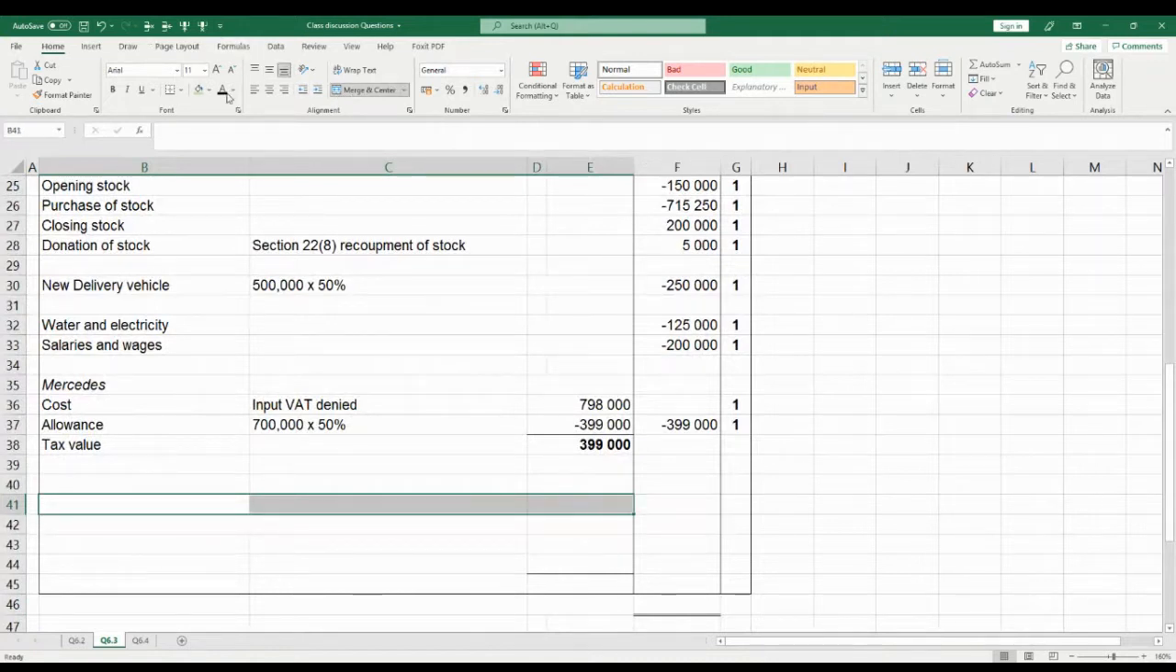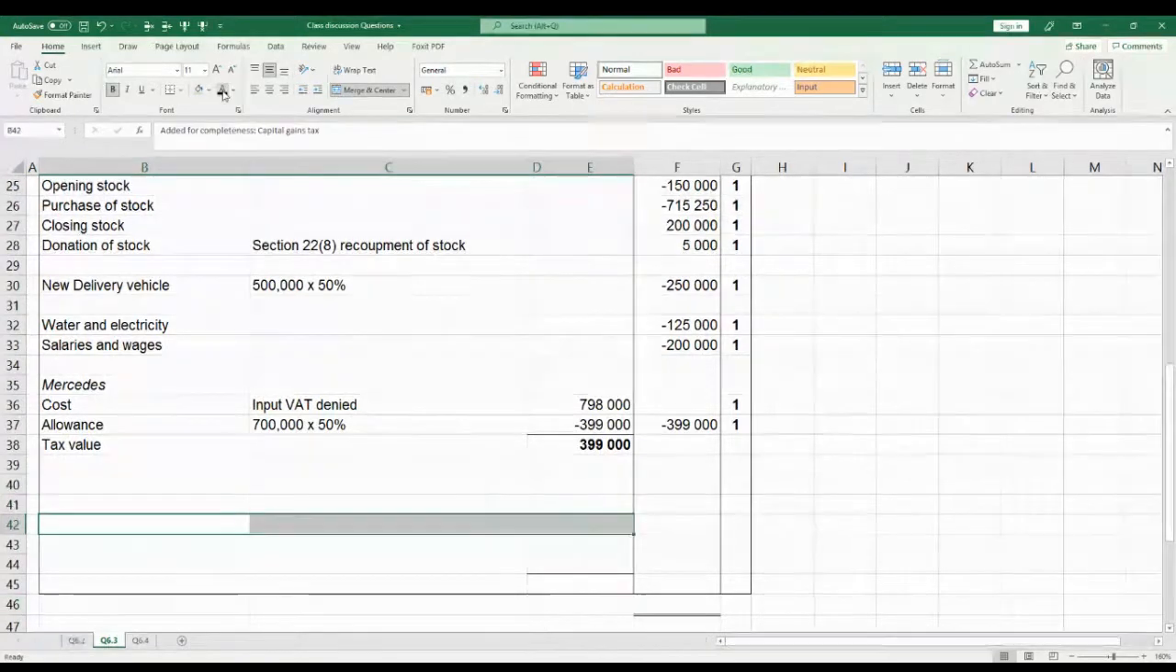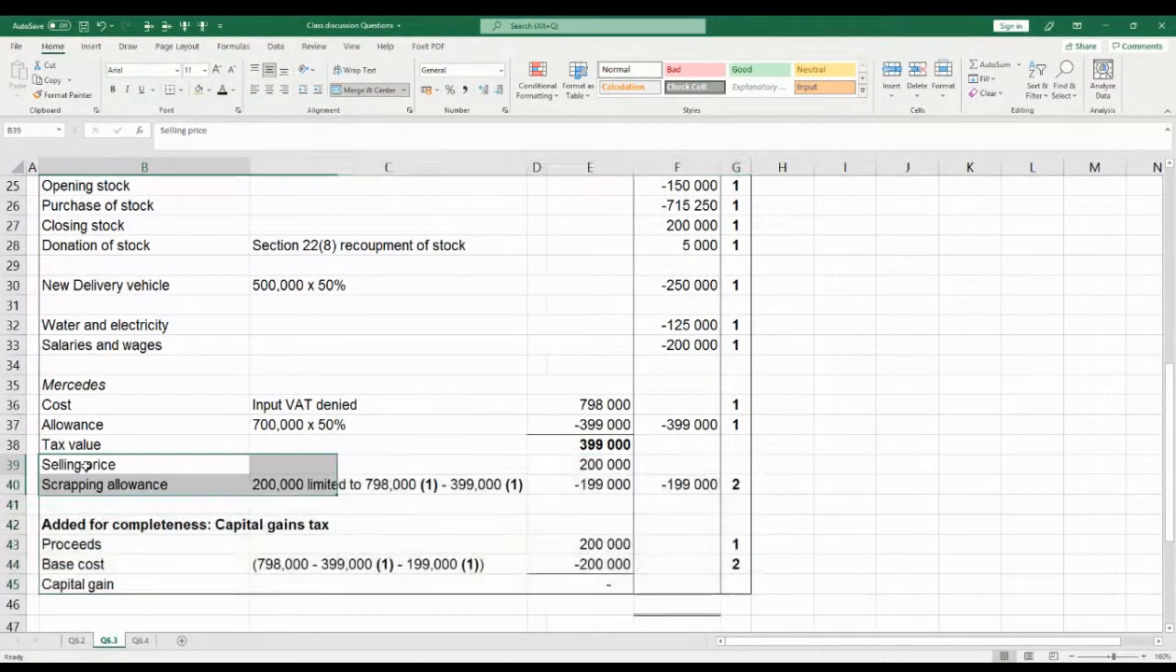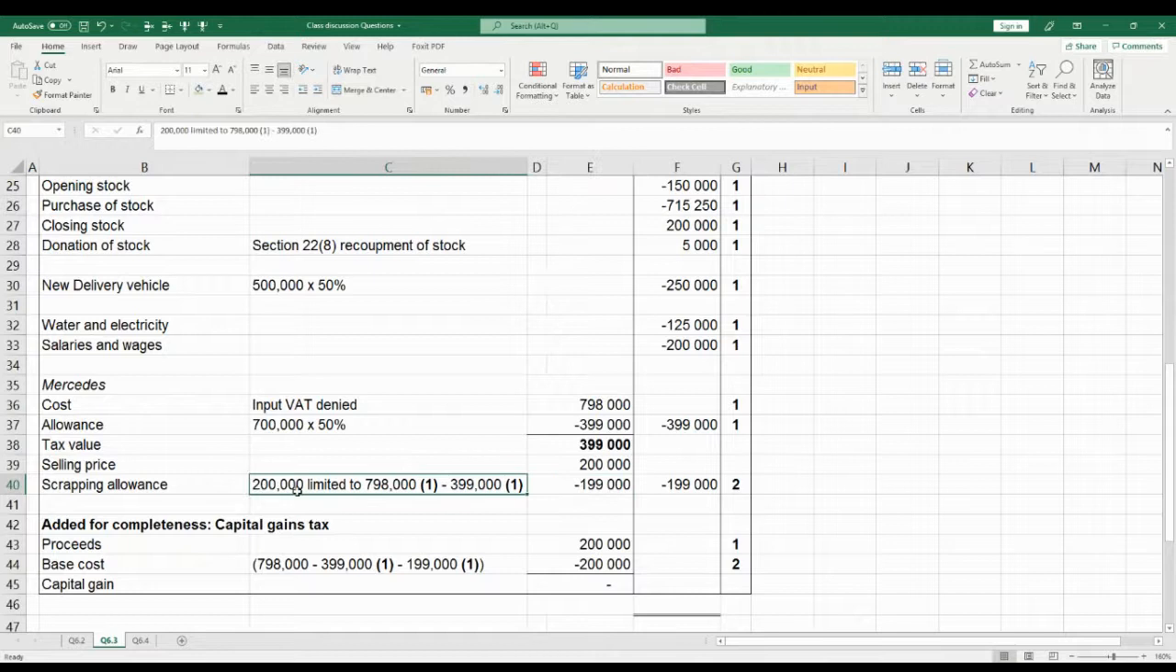The proceeds for this asset. Okay, sorry, let's just unhide all of the information here. So the selling price was 200,000. Now, because our tax value is more than the 200,000, we take the 200,000, deduct our tax value, and that means we get an additional deduction of 199,000. All this information means is that 200,000 is limited to the original cost of 799. Now, because the 200,000 is less than that, we apply the 200,000 and we then deduct whatever the tax value is to get the additional scrapping allowance.